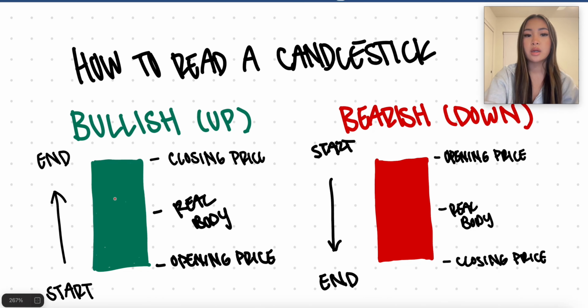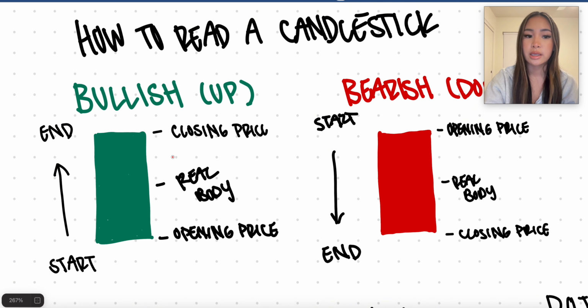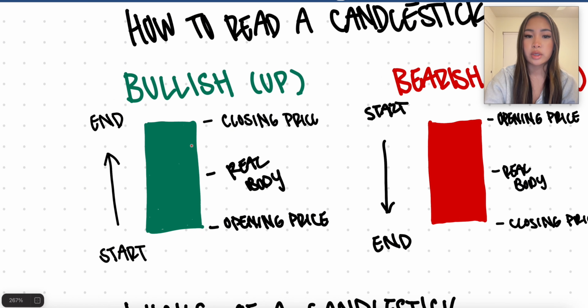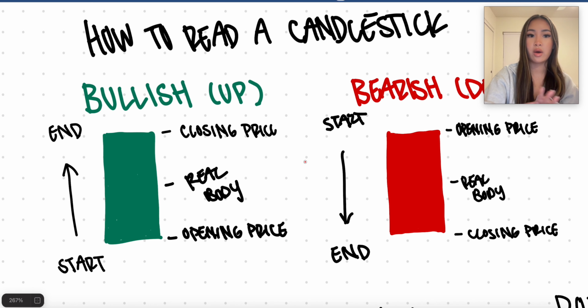So let's start off with the bullish example and the bearish example. So once again, bullish means up, so an uptrend. Bearish means down, so downward movement is a downtrend. Let's start with the bullish example here. So this is a green candlestick, right? This is the body. We're just looking at the body for the candlesticks for right now.